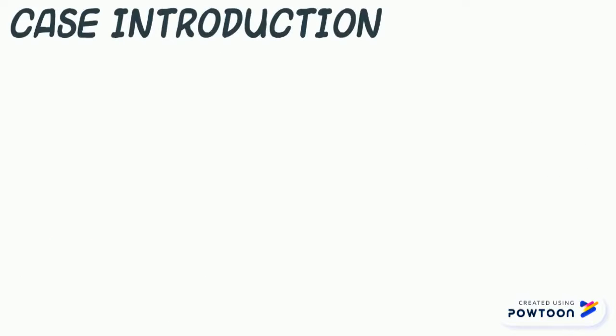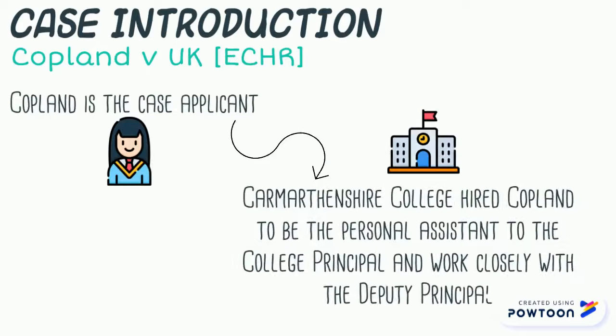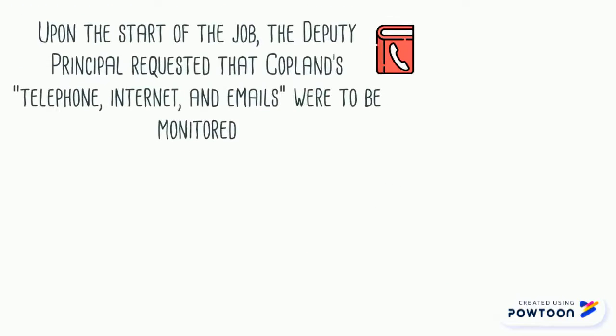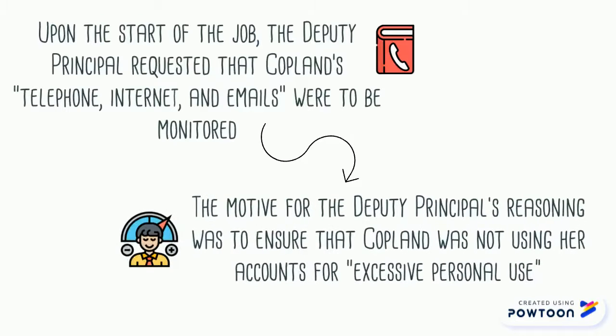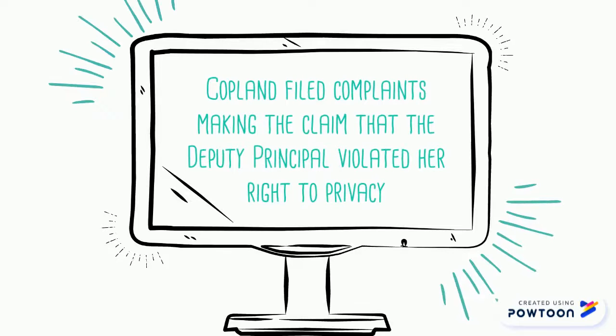Next, some details with the case introduction. Copeland is the case applicant. Carmarthenshire College hired Copeland to be the personal assistant to the college principal and work closely with the deputy principal. Upon the start of the job, the deputy principal requested that Copeland's telephone, internet, and emails were to be monitored. The motive for the deputy principal's reasoning was to ensure that Copeland was not using her accounts for excessive personal use. Copeland filed complaints making the claim that the deputy principal violated her right to privacy.